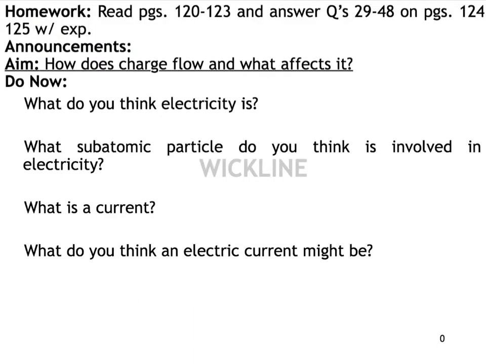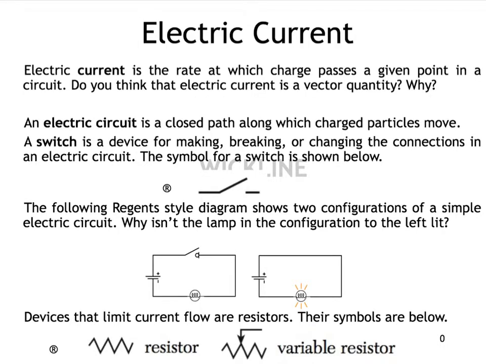The first thing you need to have written on the second page of your notes today is the homework assignment. So copy down this heading as the first thing in your second page, and this aim. How does charge flow and what affects it? That is the thing you'll write down second. And thirdly, please copy down these do now questions, but we'll answer them in class, so leave some space to answer. All right, electric current.